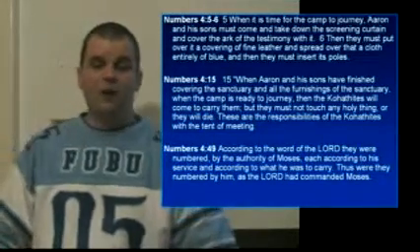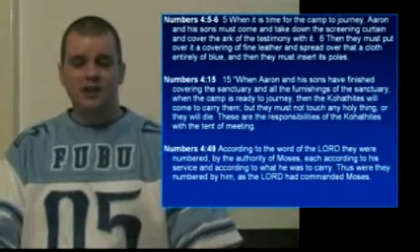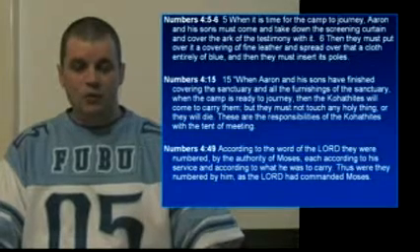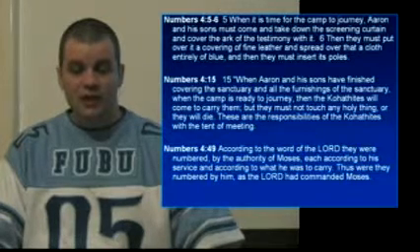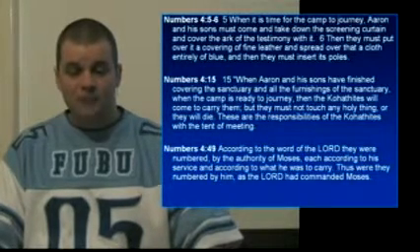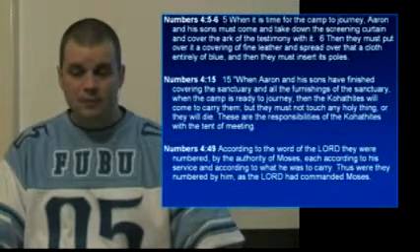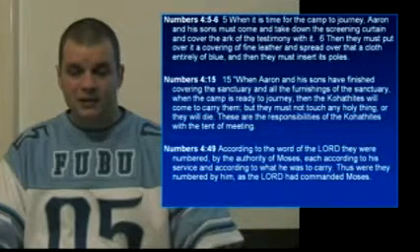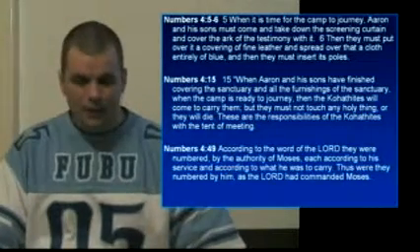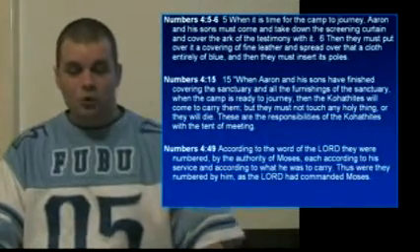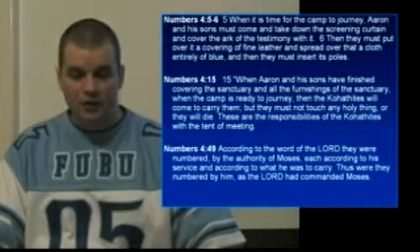Now this is part of the command God's giving. You look at verse 15, it says, when Aaron and his sons have finished covering the sanctuary and all the furnishings of the sanctuary, when the camp is ready to journey, then the Kohathites will come to carry them, but they must not touch any holy thing or they will die. These are the responsibilities of the Kohathites with the tent of meeting. And then in verse 49, you've got, according to the word of the Lord, they were numbered by the authority of Moses, each according to his service and according to what he was to carry. Thus they were numbered by him as the Lord had commanded Moses.